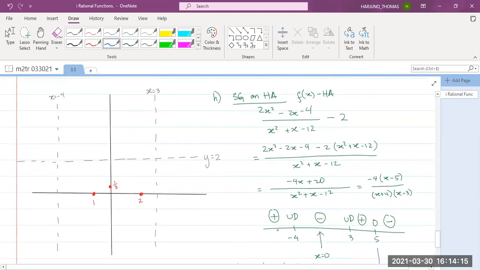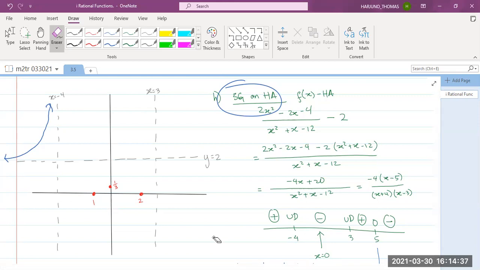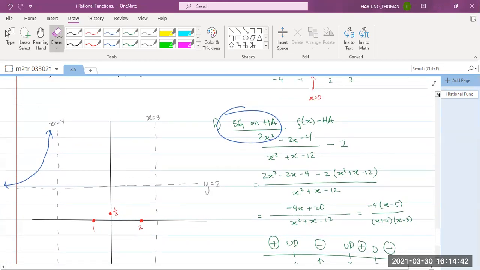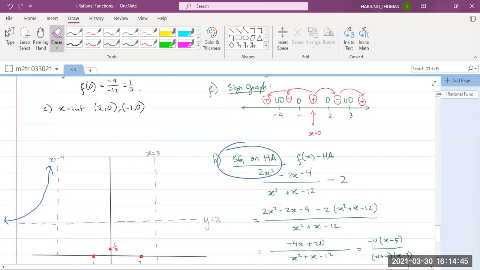Okay, now notice that to the left, this is the sign graph against the horizontal asymptote. To the left of -4 is above that. So it is like this. Is it okay? Now between -4 to 3, it is below the horizontal asymptote. Okay, but according to the sign graph of the function, between -4 to -1, it is below the x-axis, -1 to 2 above, 2 to 3 is below.